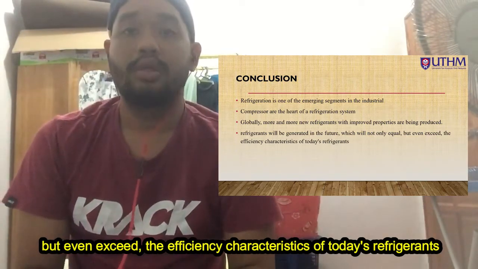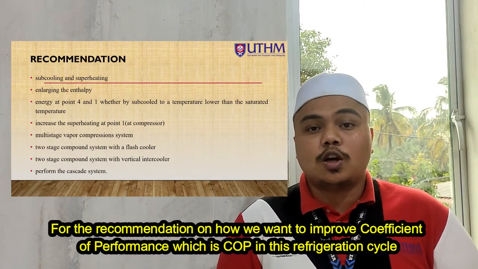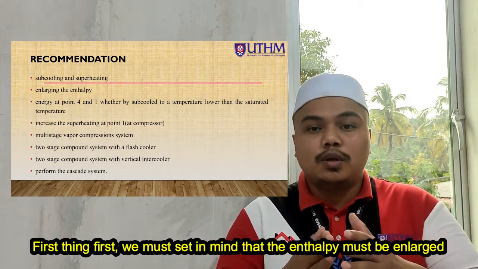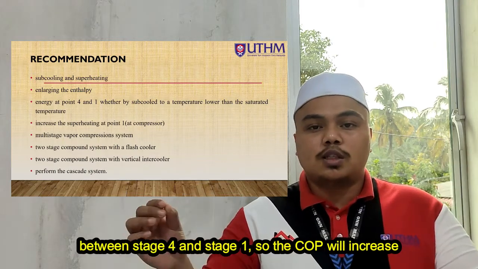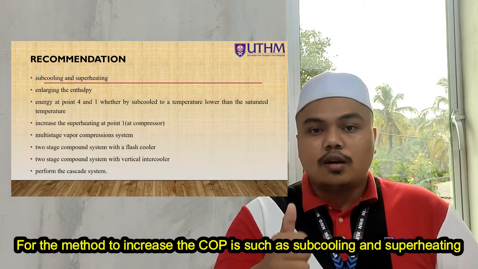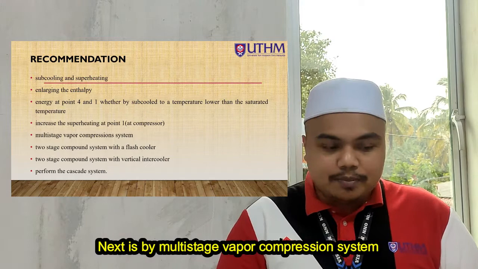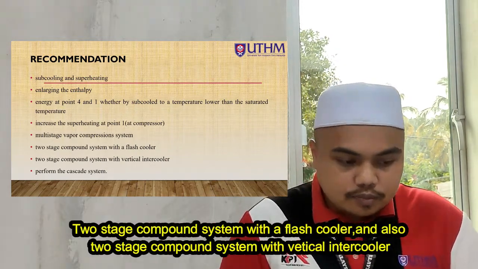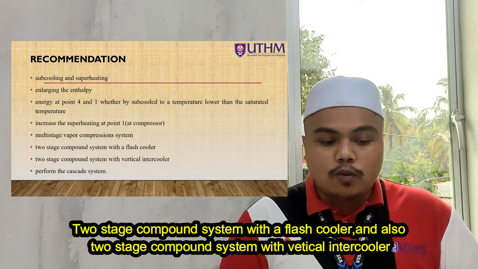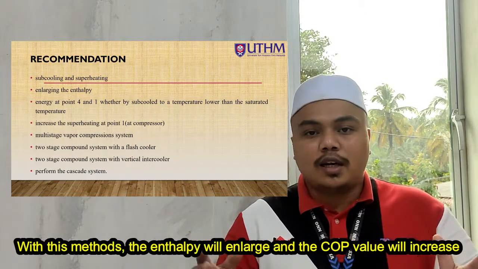For the recommendation on how we want to improve the coefficient of performance, COP, in this refrigerant cycle, first we must keep in mind that the enthalpy must be enlarged between stage 4 and stage 1, so the COP will increase. The methods to increase the COP are subcooling and superheating, a multi-stage vapor compression system, and also a cascade system, a two-stage compound system with a flash cooler, and a two-stage compound system with a vertical intercooler. With these methods, the enthalpy will enlarge and the coefficient will increase.